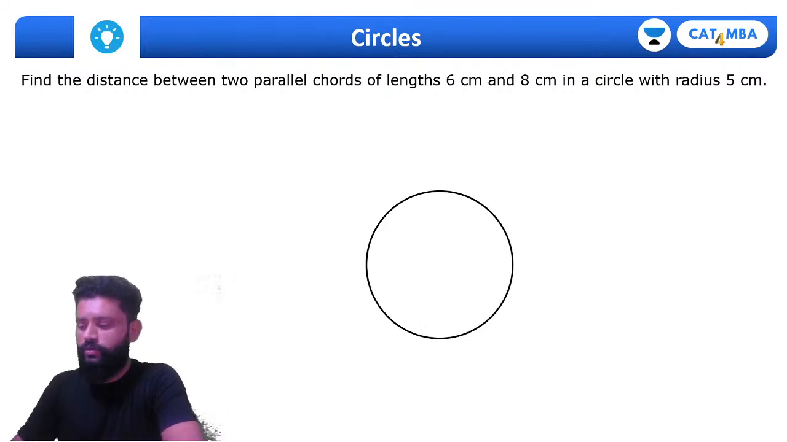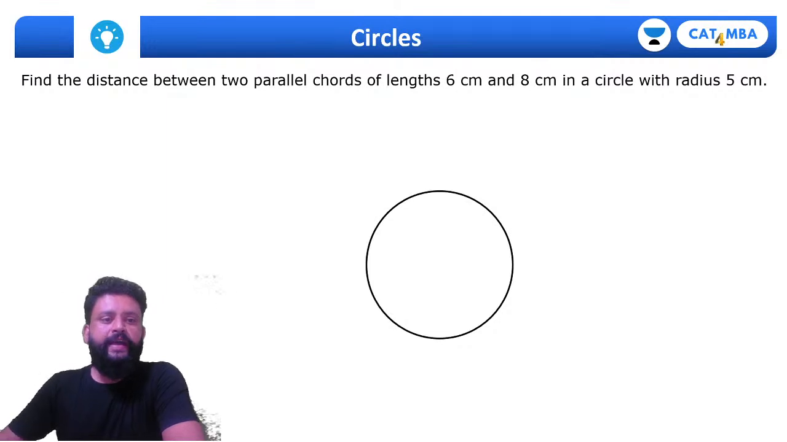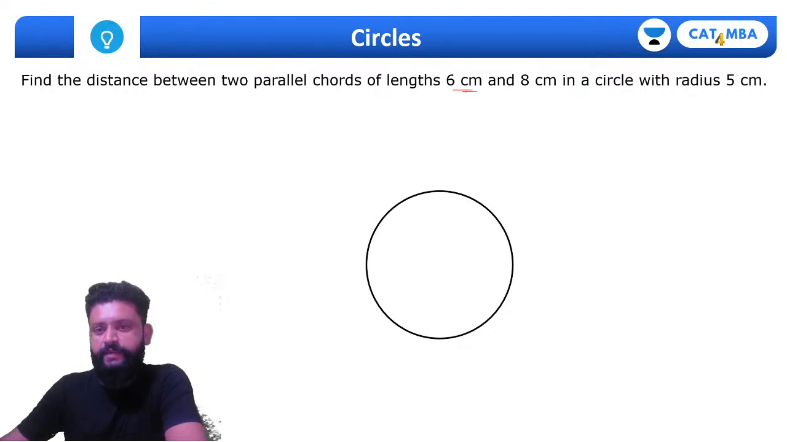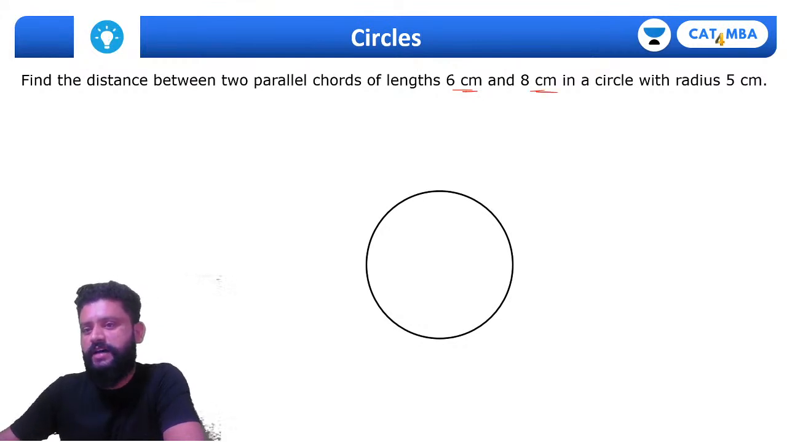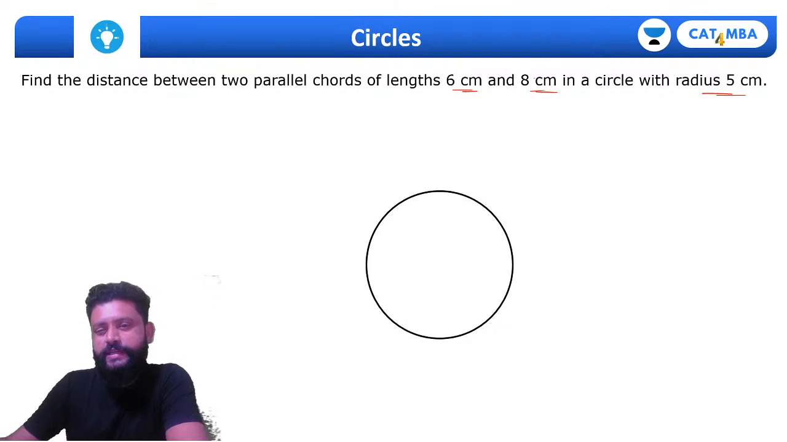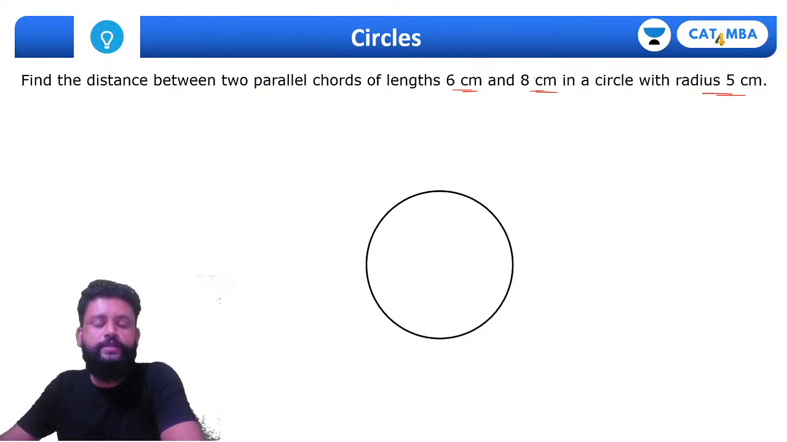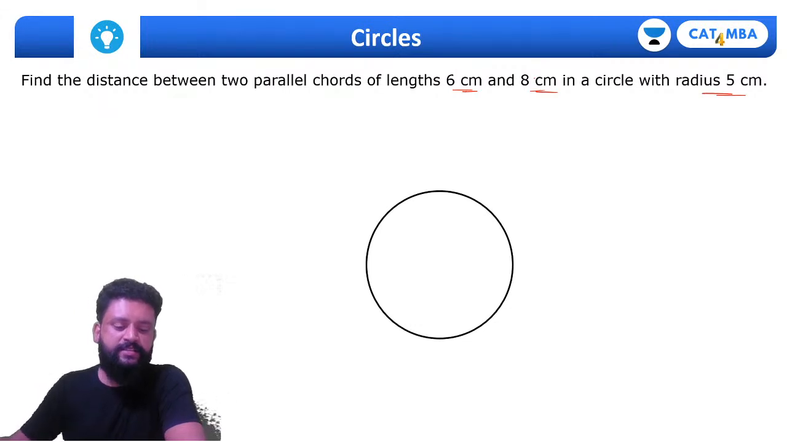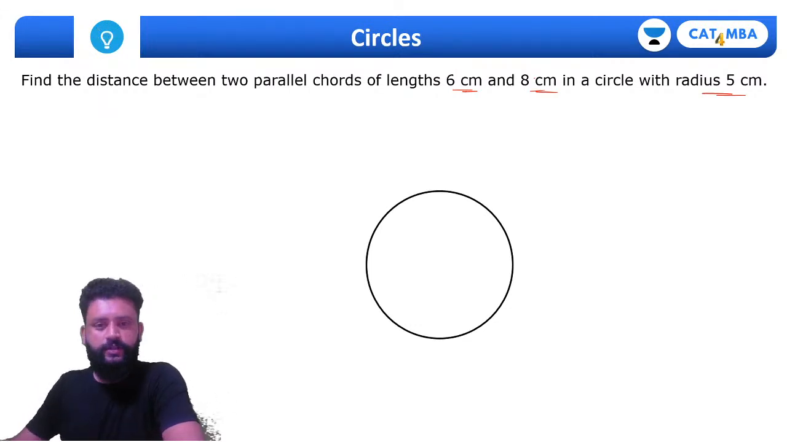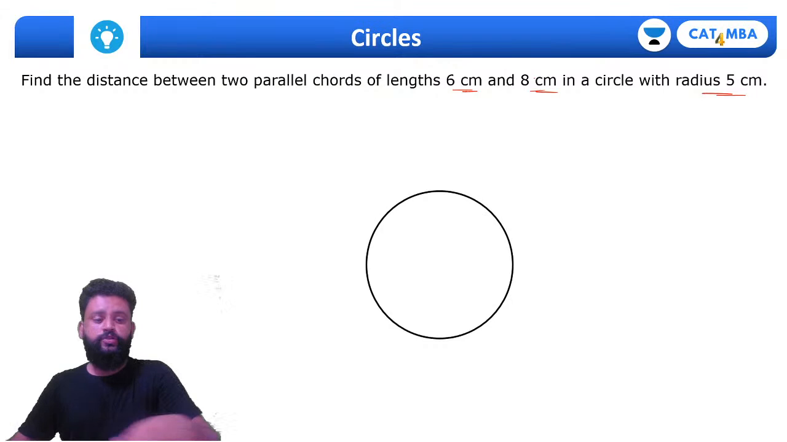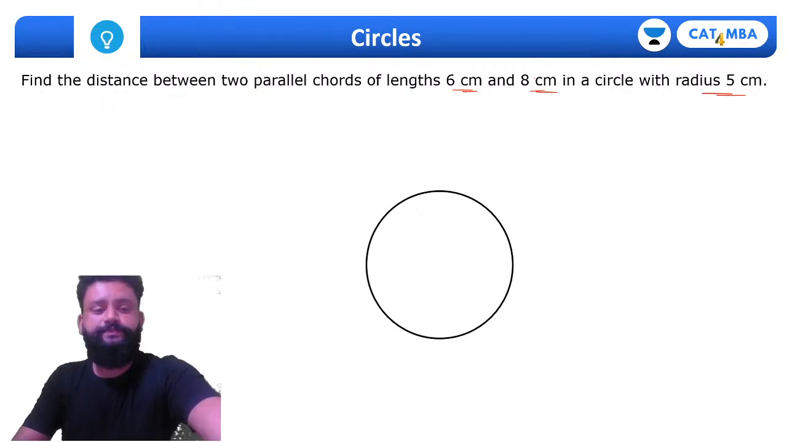I want you to think what exactly is the meaning. Okay, so the distance between two parallel chords of length 6 centimeter and 8 centimeter in a circle with radius 5 centimeter. So how much distance will be between these two chords, that's what we are supposed to calculate. Can anybody answer me? Definitely guys, an answer is expected for this question. And if you could not answer this, then today's questions ahead are quite tricky. Okay, so you should answer this one.